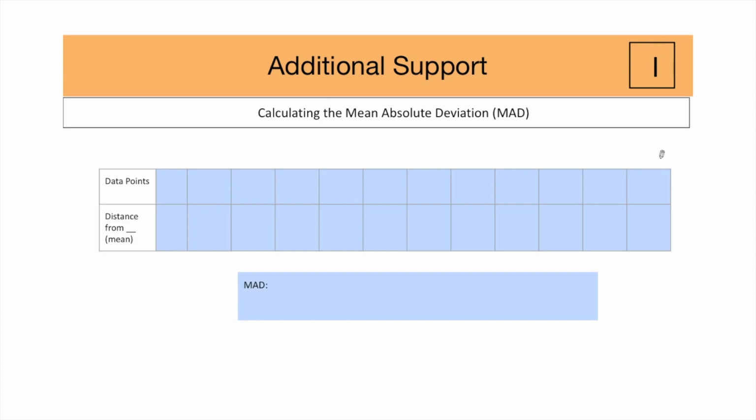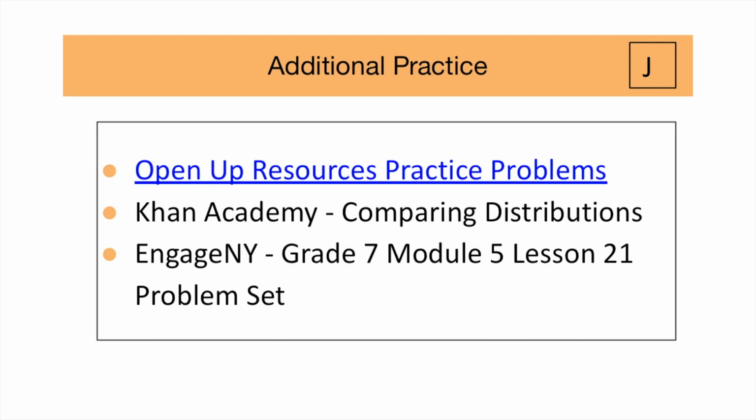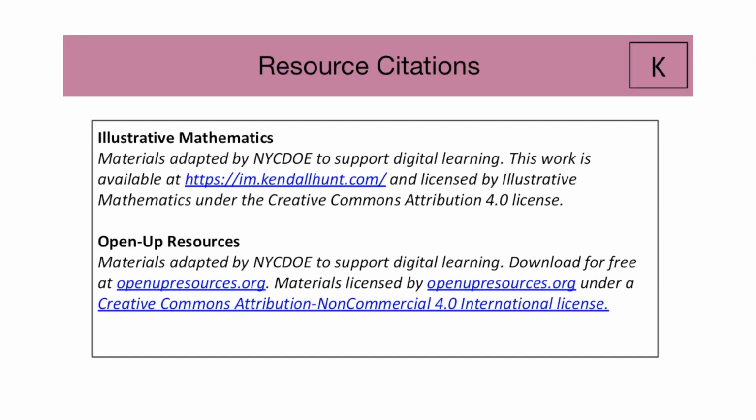Students can also use this table to collect the data points and the distance from the mean to calculate the mean absolute deviation. For additional practice, students can complete the Open Up Resources practice problems, Khan Academy Grade 7 Comparing Distributions, or Engage New York Grade 7 Module 5 Lesson 21 problem set. These lessons were designed utilizing Illustrative Mathematics and Open Up Resources. Please visit these sites to support students' digital learning.